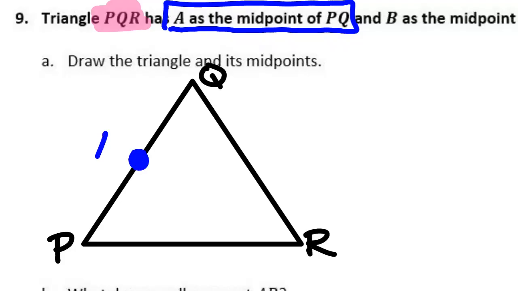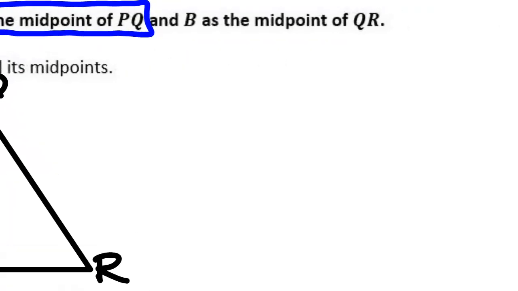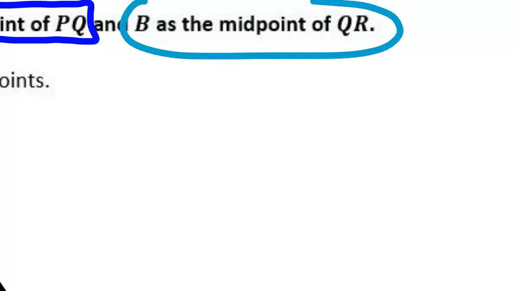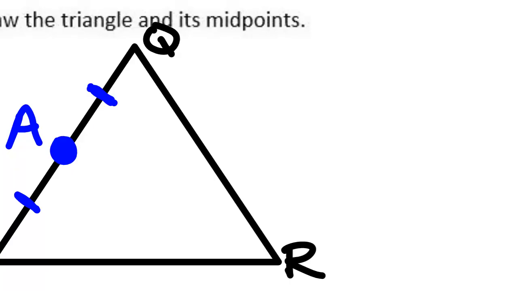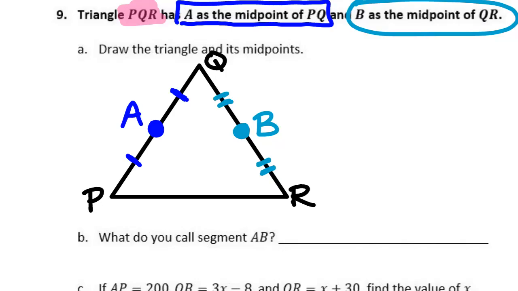So A would have to go right here. Because it's the midpoint, PA is congruent to QA. It says B is the midpoint of QR. So here's QR, and right on that segment, we have a midpoint B. Because it's a midpoint, QB is congruent to RB.